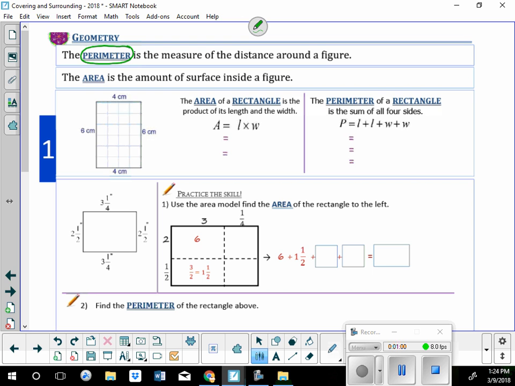And if we look at this, we have the smaller word rim in here. So if you're thinking about perimeter, you want to think about the distance around a figure. So if I draw a rectangle here, my perimeter is going to be the distance around this shape.